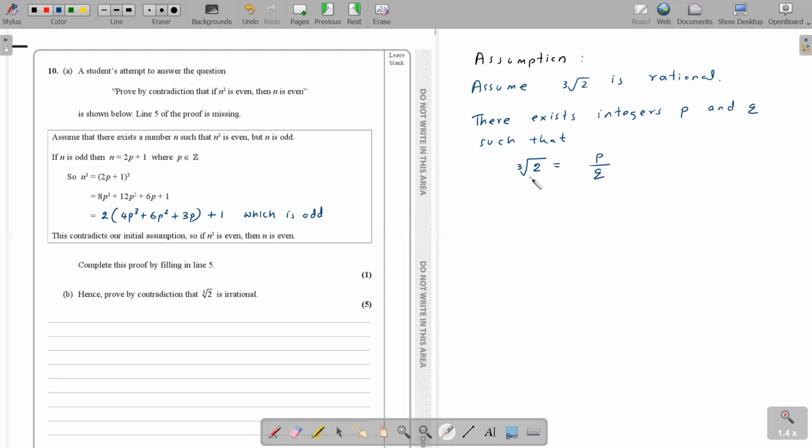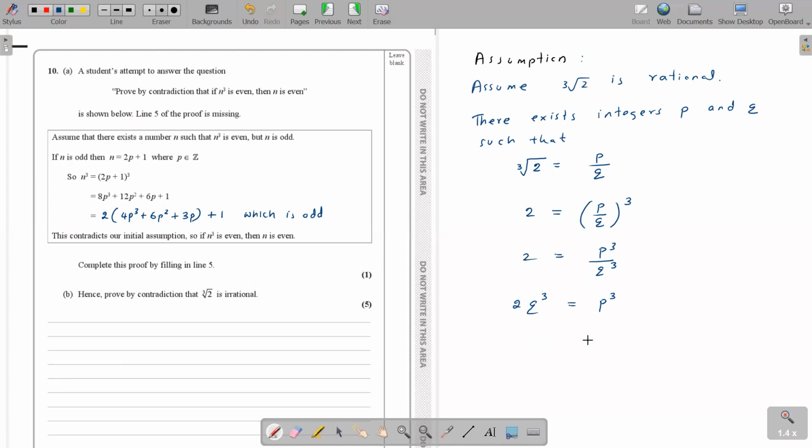Cube root 2 is 2 to the power 1 over 3. Shall we remove the power to the other side? What do we get when you remove the power 1 over 3? We get 2 equals. How do you remove the cube root? The other side, you take it as a cube, right? P over Q to the power 3, because cube root is power 1 over 3. Which means I get here 2 equals P cube over Q cube. Are you okay with that? So let's get here P cube equals 2 times Q cube.